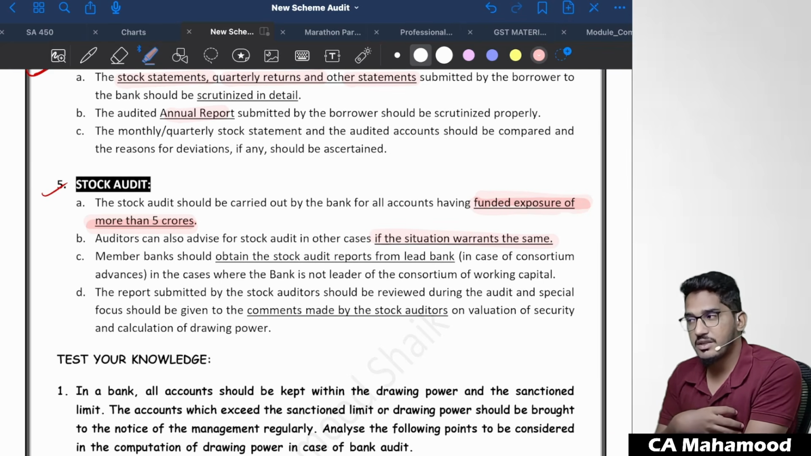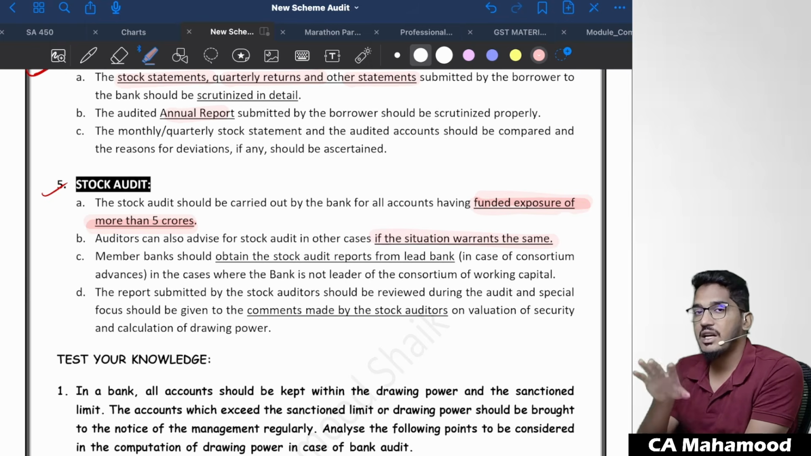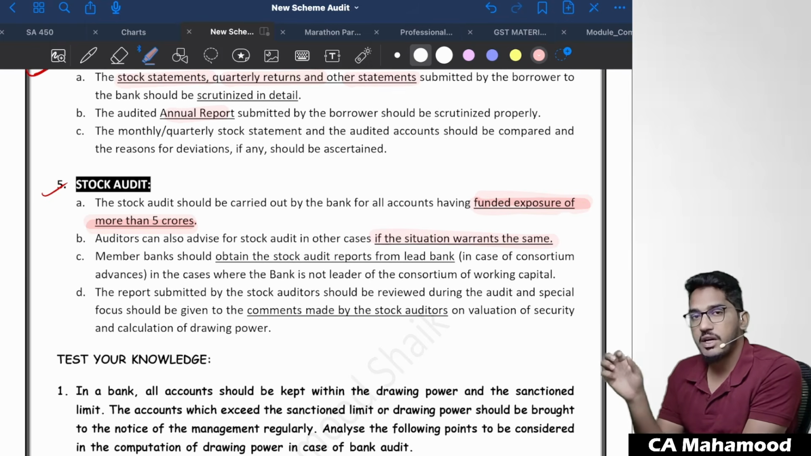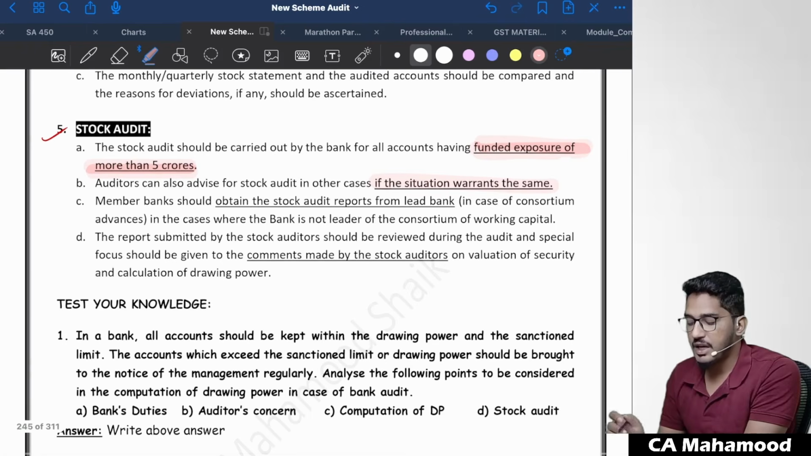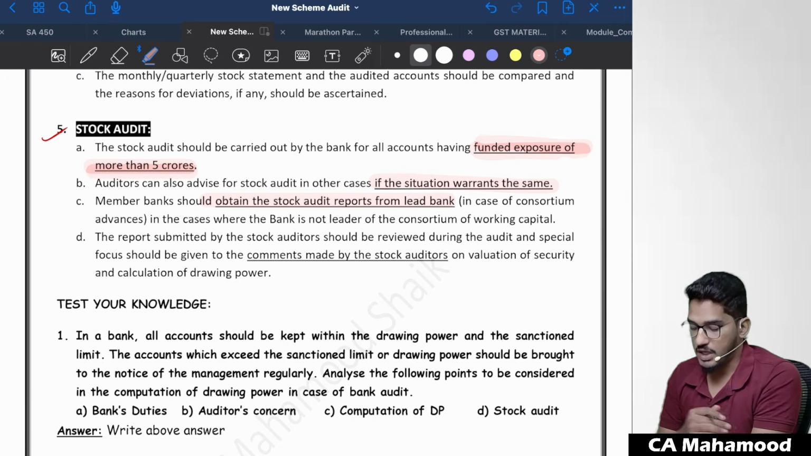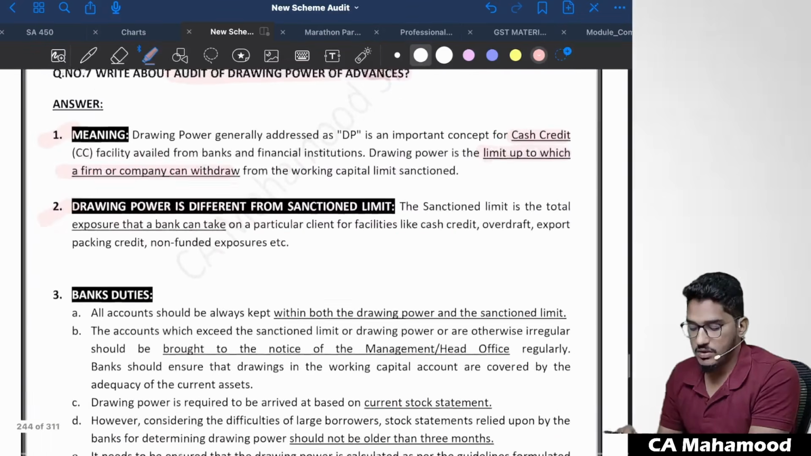But if the auditor finds anything suspicious regarding any account, he can ask the banker, sir, even though here the funded exposure is less than 5 crore rupees, still go into the stock audit. He can even ask the management to do it in other cases as well. And even as a statutory auditor, he can verify those stock audit reports and find whether there are any discrepancies. Understood, everybody? So these are all the reporting.